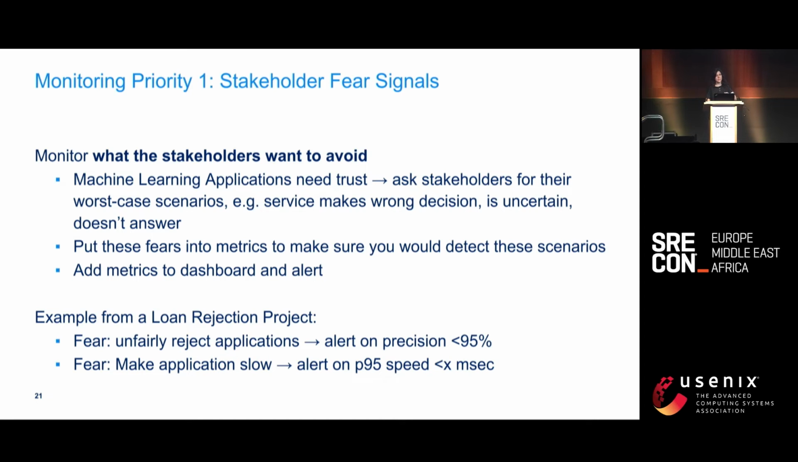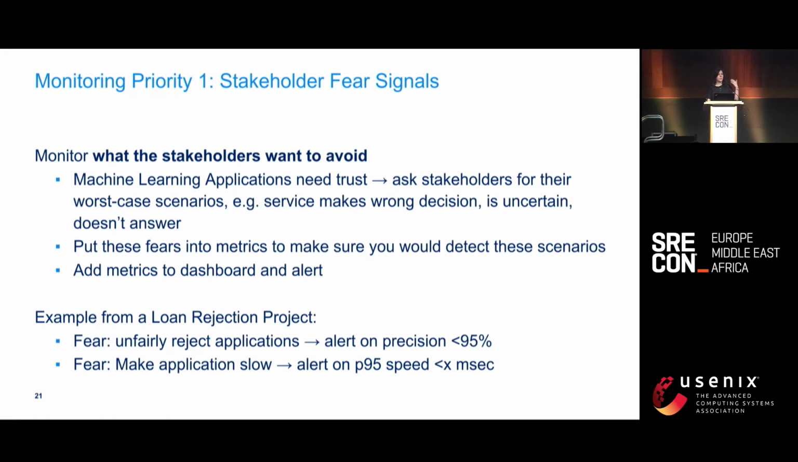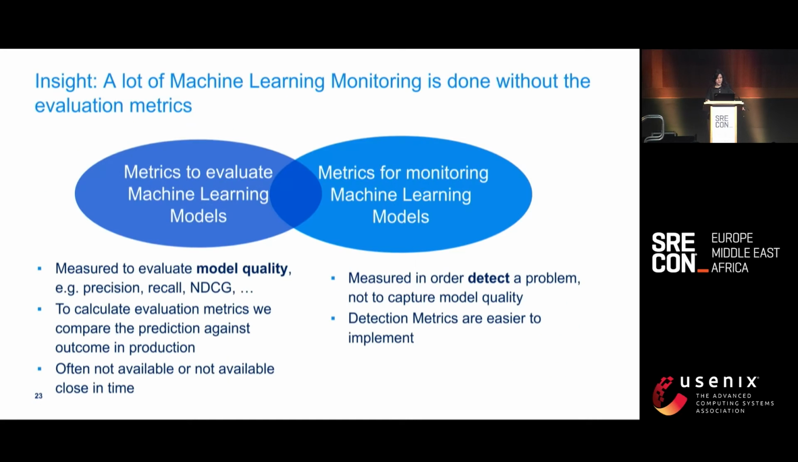So it's always worth asking them not only about the upside, but talking to them about the downside and making specific monitoring boards that alert you in real time. Because again, you can't just tell from the application being up and responding that it's working. So priority 2 would be the service response and the model predictions and quality.